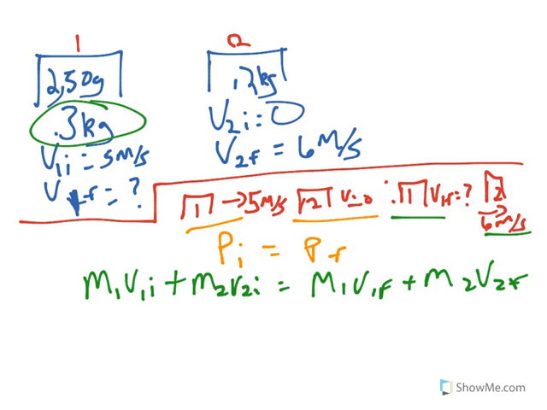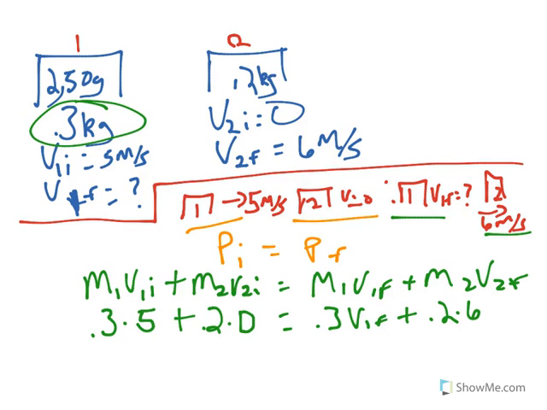The mass of this guy was 0.3 because we added the masses to it. So 0.3 times 6, not 6, sorry, 0.3 times 5 plus the mass of object 2, which is 0.2, times its velocity, which was 0, equals 0.3 times an unknown velocity plus 0.2 times 6 meters per second. So, now we have this set up.